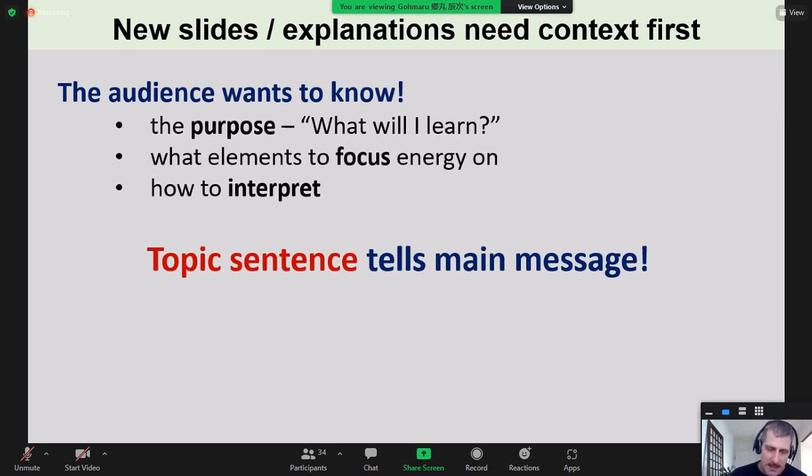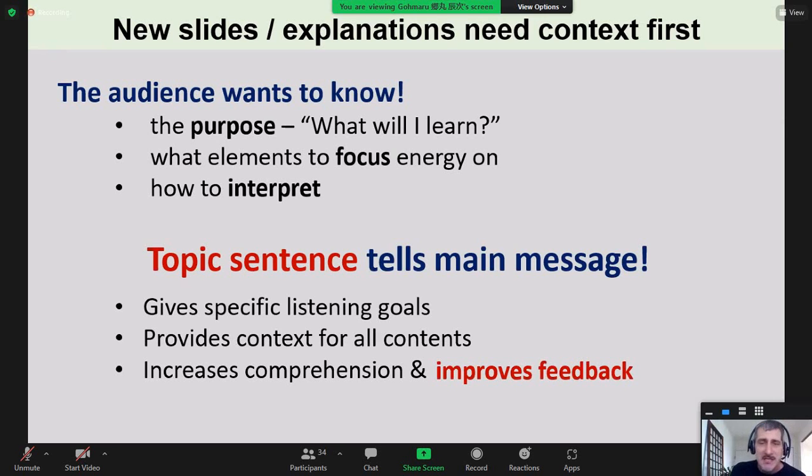And this is done by the topic sentence. So I included this in the pre-lecture information because I know a lot of students who are educated in Asia do not learn about topic sentences for writing, but it's very, very important for scientific writing. The topic sentence tells us our listening goals. It provides the context for all of the contents in that. It increases comprehension and improves feedback.